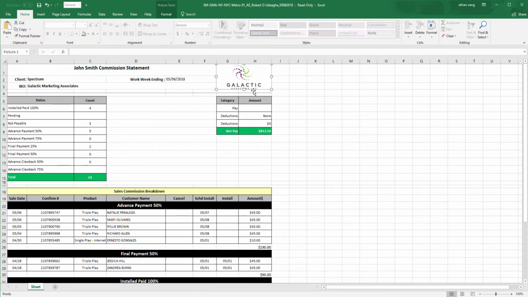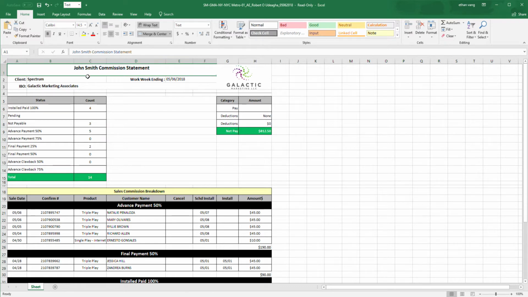The name of the company you're working for is right here, Galactic Marketing. Obviously your name, this is a made-up name just to protect the person's identity because this is a real pay stub. So your name right here, John Smith, this is your commission statement. It has the overall summary here, and then what you're actually getting paid, the net pay, is right here. So if there's any deductions or bonuses, we put it here. What your prepayment is right there. Advanced clawback, stuff like that.